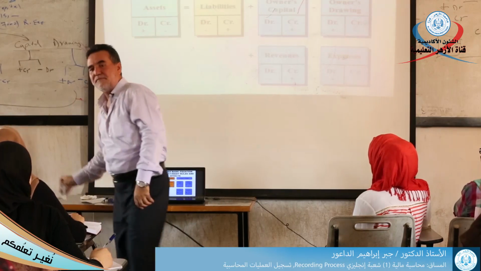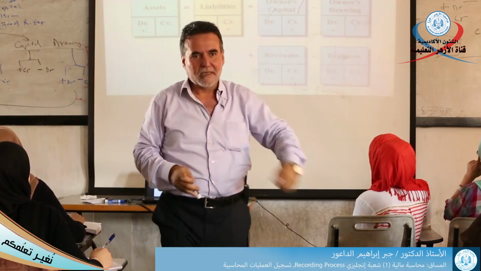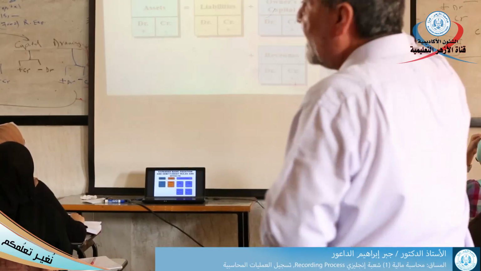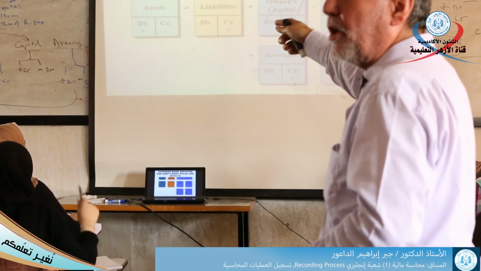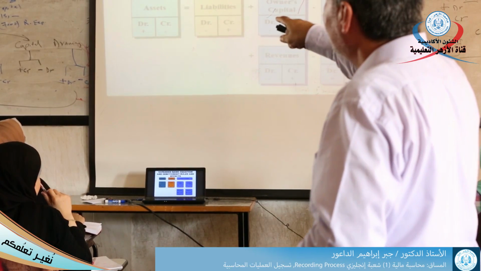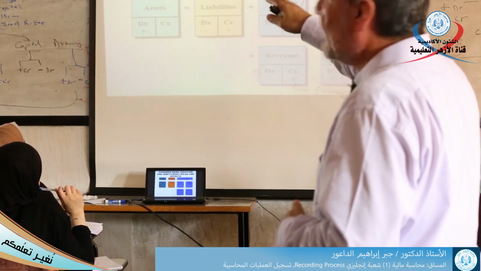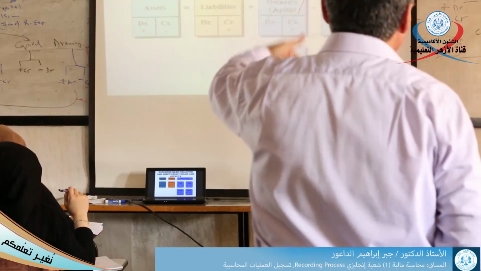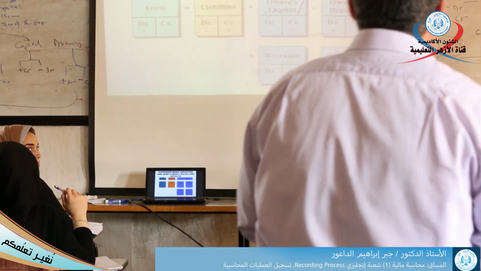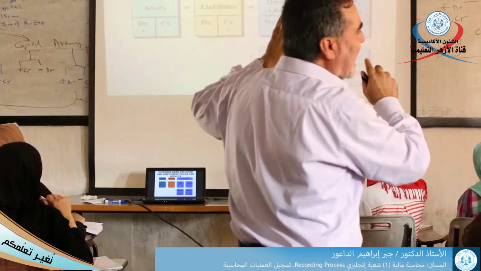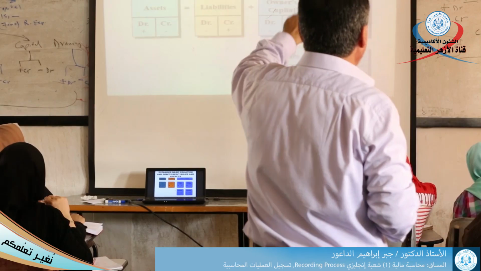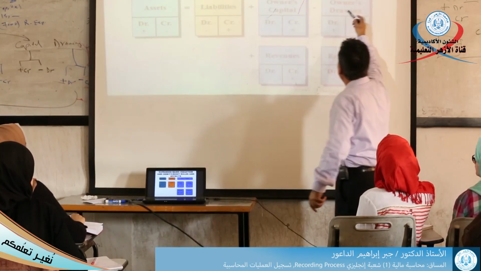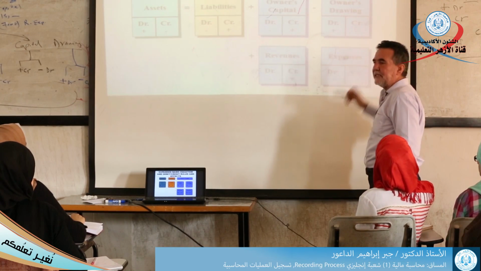Look here. Assets, which is very important: increase DR, decrease CR. Liabilities: decrease DR, increase CR. Owner's equity, 4 items: capital and revenue, the same, whereas drawing and expenses, the same.